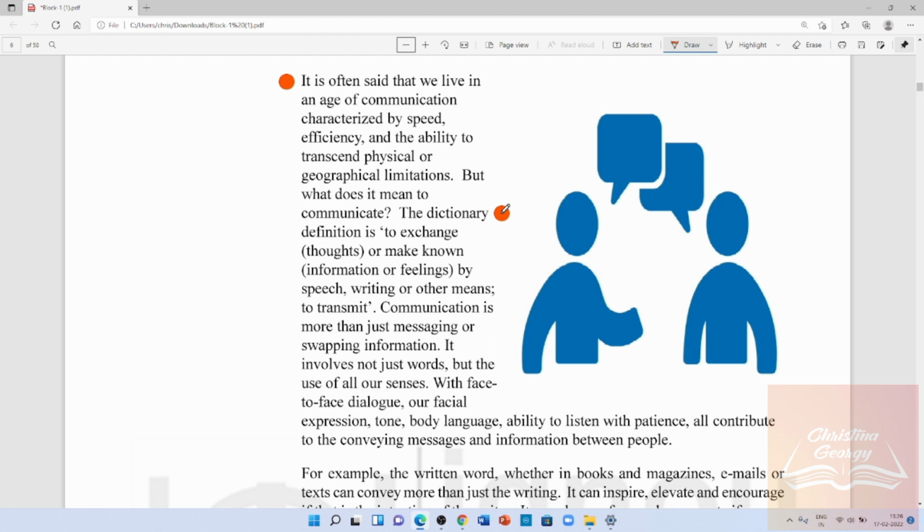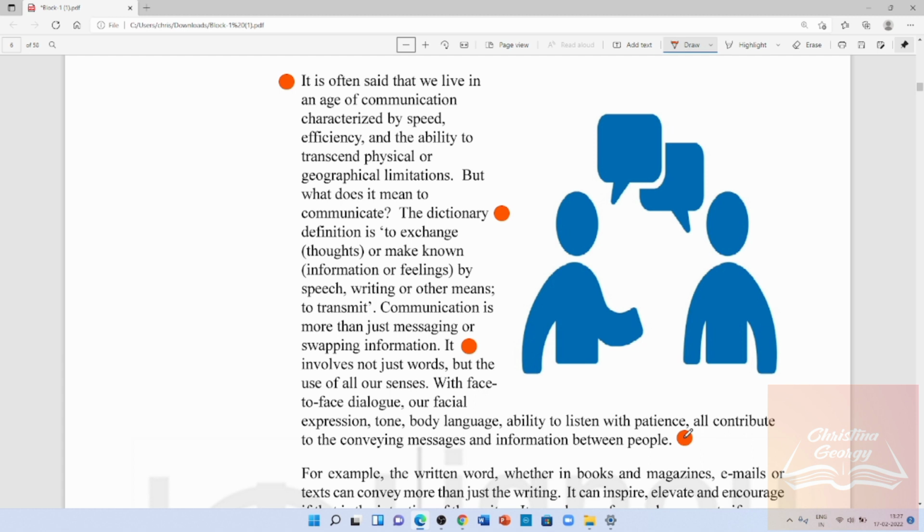Now, let's have a look at the dictionary definition of communication. Communication refers to, I quote, to exchange thoughts or make known information or feelings by speech, writing or other means to transmit, I unquote. Dear learners, always remember that communication involves not just words. With face-to-face dialogue, our facial expression, tone, body language, ability to listen with patience all contribute to conveying messages and information between people. Would you call such kind of communication? Obviously, it's the non-verbal communication. We'll come to that in course of time.